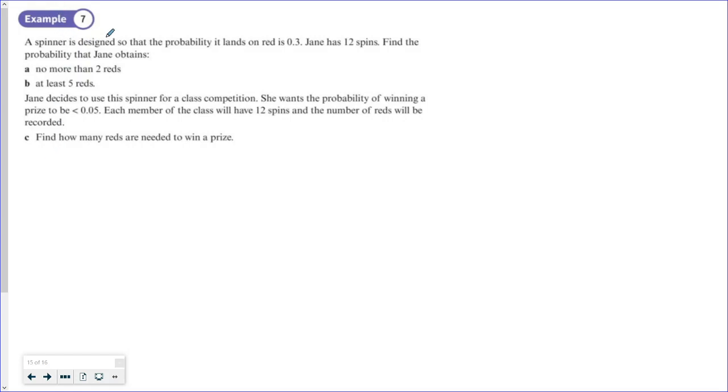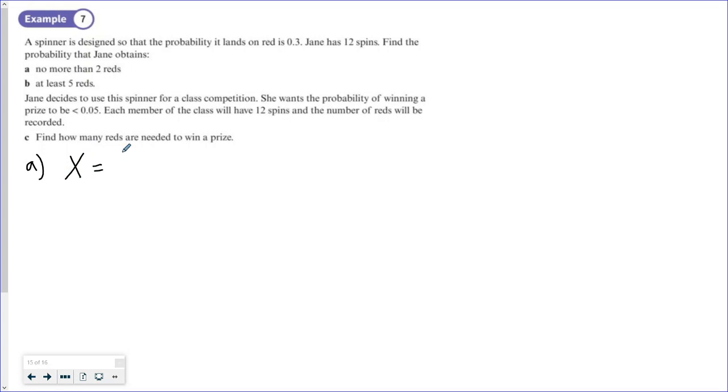We need to be able to apply what we did in example 6 to a real life given situation. So here we've got someone spins a spinner 12 times and it either lands on red or it doesn't land on red. And the probability of it landing on red on each spin is 0.3. So you can think of this as we've got 12 trials and the probability of success, where success is getting a red, is 0.3. So before we do anything, we need to define a random variable.